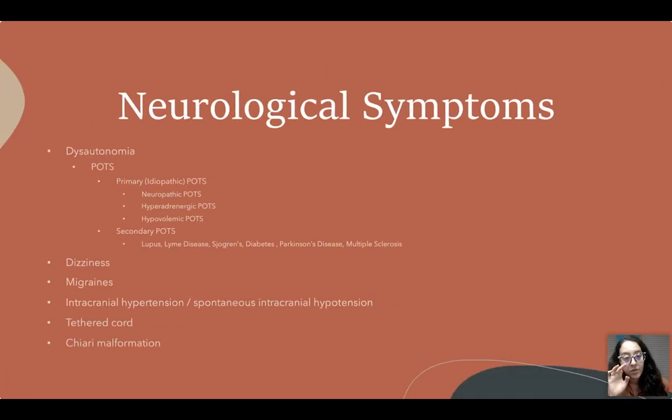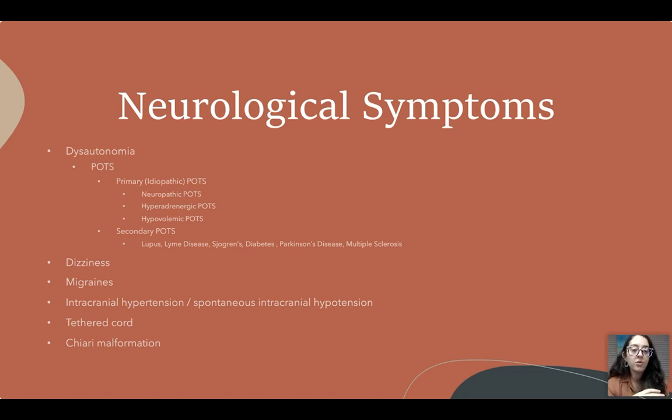Okay, next one, so we have neurological symptoms. So dysautonomia, this is another more umbrella term where there is some dysfunction of the autonomic nervous system. Our autonomic nervous system is basically all of our involuntary actions. So our blood pressure, our heart rate, breathing, things like that, that we don't have voluntary control of. That's kind of the umbrella of dysautonomia. Most people that have hypermobile EDS, I don't want to say most people have POTS, but POTS is a very common comorbidity for people with EDS.